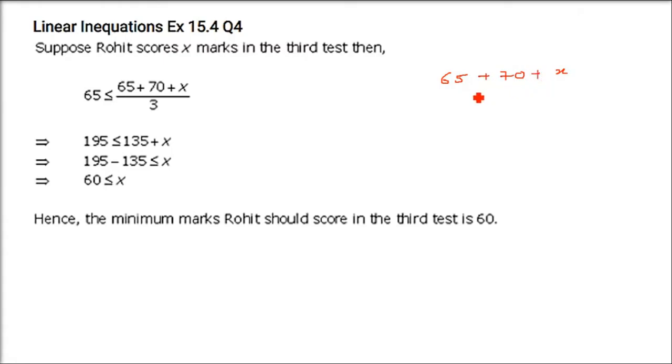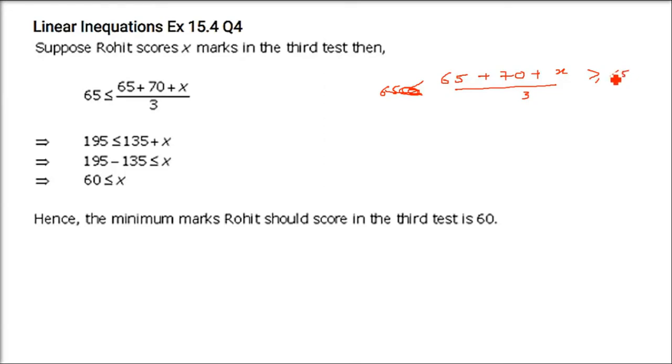If we have 3 numbers, how to take the average? Add them and divide by the number of observations, so it is divided by 3. The average should be at least 65, which means that can be the minimum. So it is greater than or equal to 65. 65 is the threshold. We cannot go lower than 65. So take it on the right hand side to have a better perspective. So it is either 65 or greater than 65.